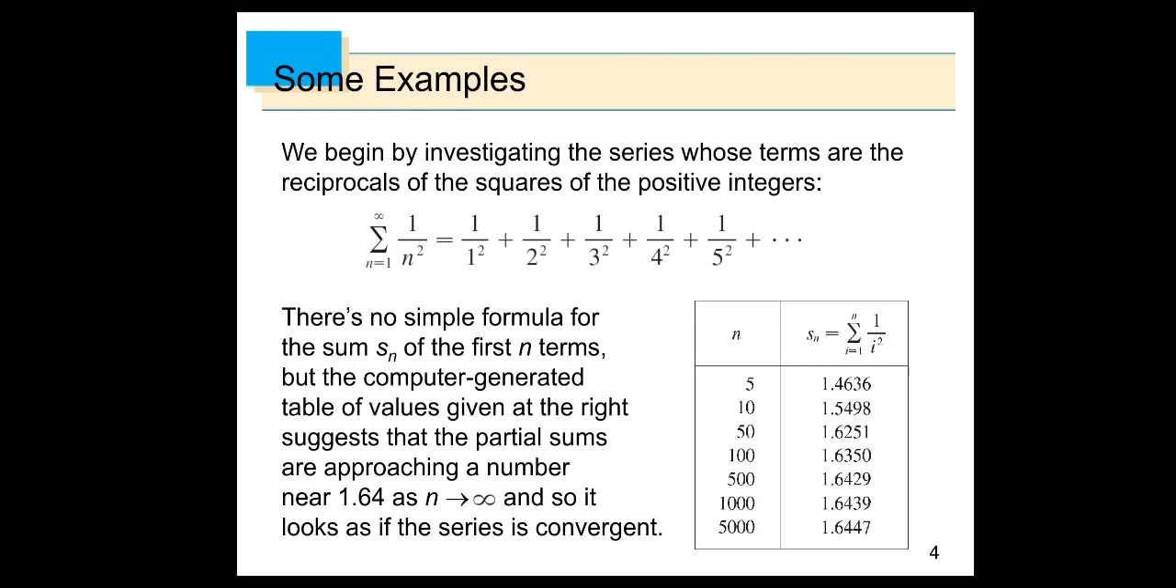Our first example is a series that is 1 by 1 squared plus 1 by 2 squared plus 1 by 3 squared, and so on. We have a table with the values of n and the corresponding values of this series. We can clearly see that when we start from 5 and go up to 5,000, our values are continuously increasing and approaching a particular value, which means that the series is convergent, with the help of these values.